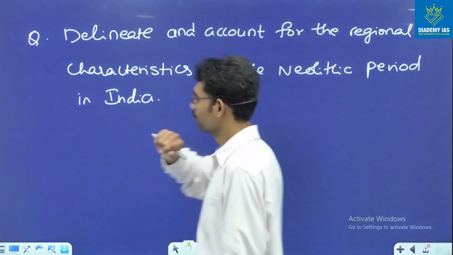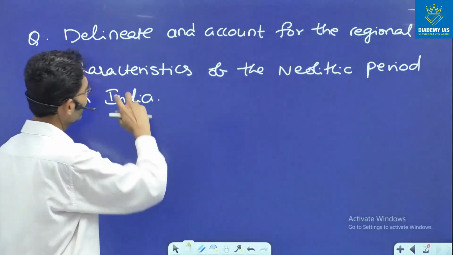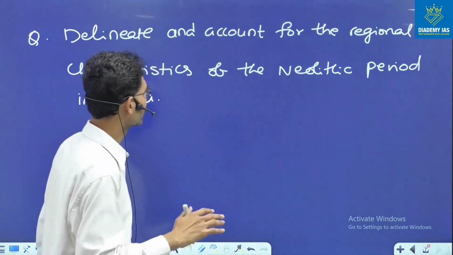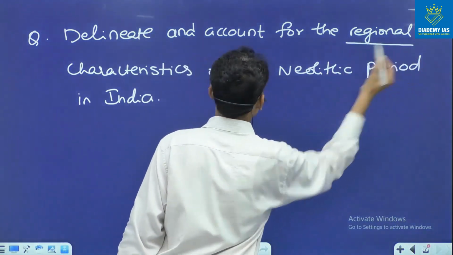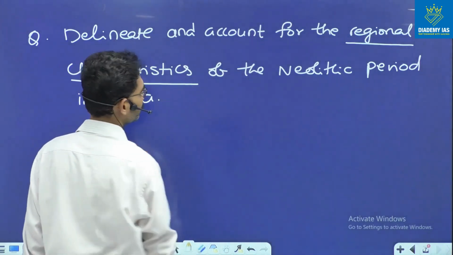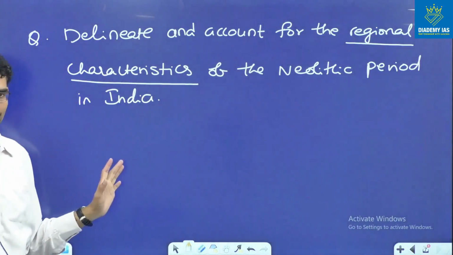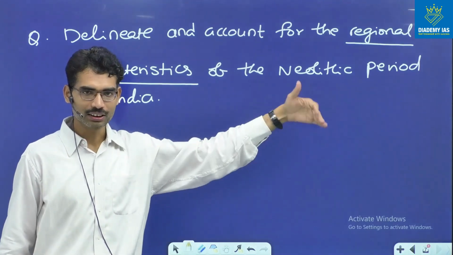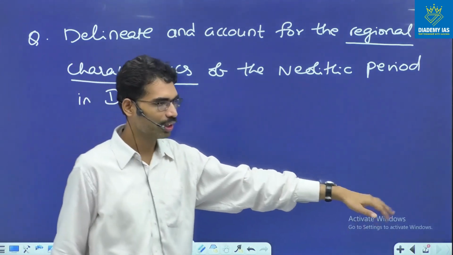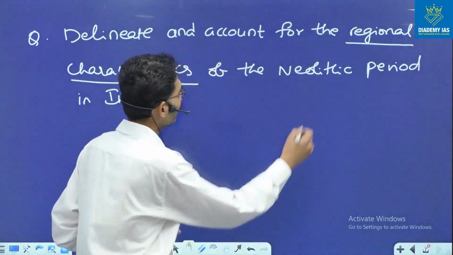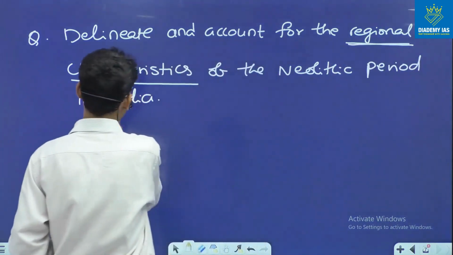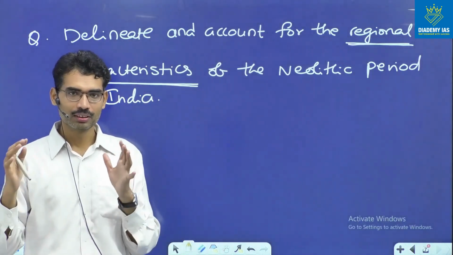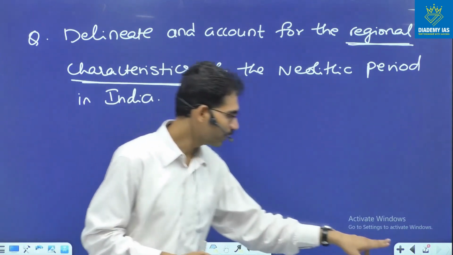Now what is it asking? Delineate and account means throw light on, explain, elaborate, all those regional characteristics of the Neolithic period. Characteristics, whatever we have written now, agriculture, domestication, pottery, religious beliefs, all those are the characteristics. But it is asking about regional characteristics. What does it mean? Regional characteristics means in which regions what type of evidence is coming.